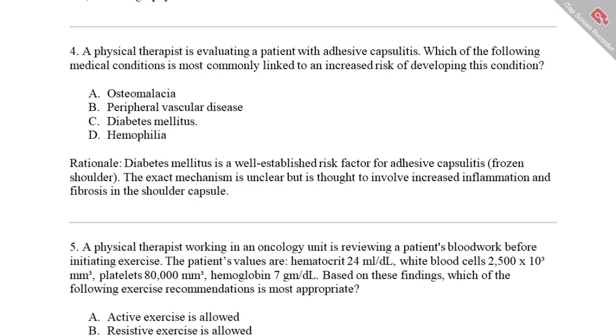A physical therapist is reviewing a patient with adhesive capsulitis. Which of the following medical conditions is most commonly linked to an increased risk of developing this condition? Which condition is linked to adhesive capsulitis? Option A is osteomalacia, option B is peripheral vascular disease, option C is diabetes mellitus, and option D is hemophilia. Which one is the best option? If your option is option C, then you are 100% right. Diabetes mellitus is the correct answer.